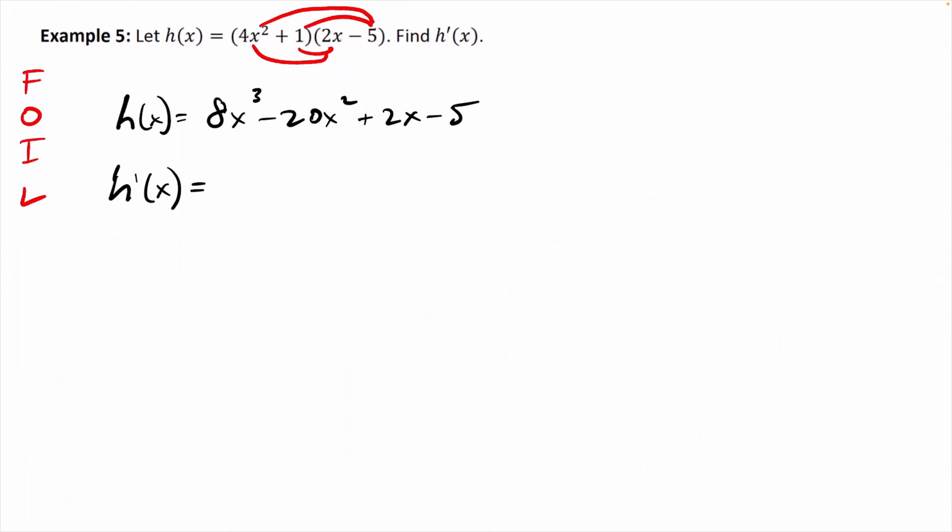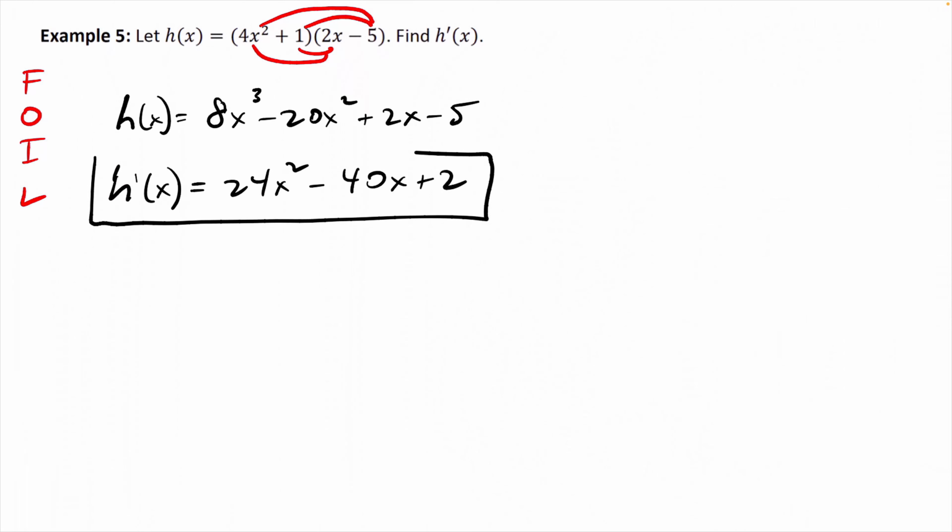The derivative of 8x cubed is 24x squared. The derivative of negative 20x squared is negative 40x. The derivative of 2x is positive 2, and the derivative of negative 5 is just 0.